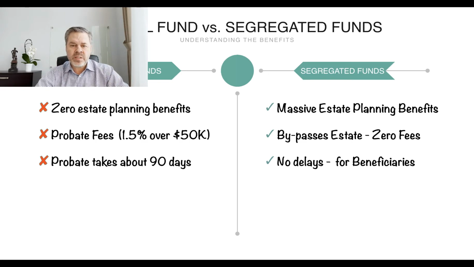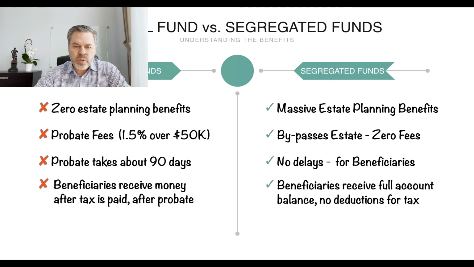Probate takes about 90 days in Ontario, so it takes about 90 days in a mutual fund for that to be probated, so that your executor can disperse the money. Whereas in a segregated fund, right away the money goes to your beneficiaries, no delays. And so if your beneficiaries are counting on that money to live, they don't want to wait 3 months to get their money. They want their money right away. They need it, right?